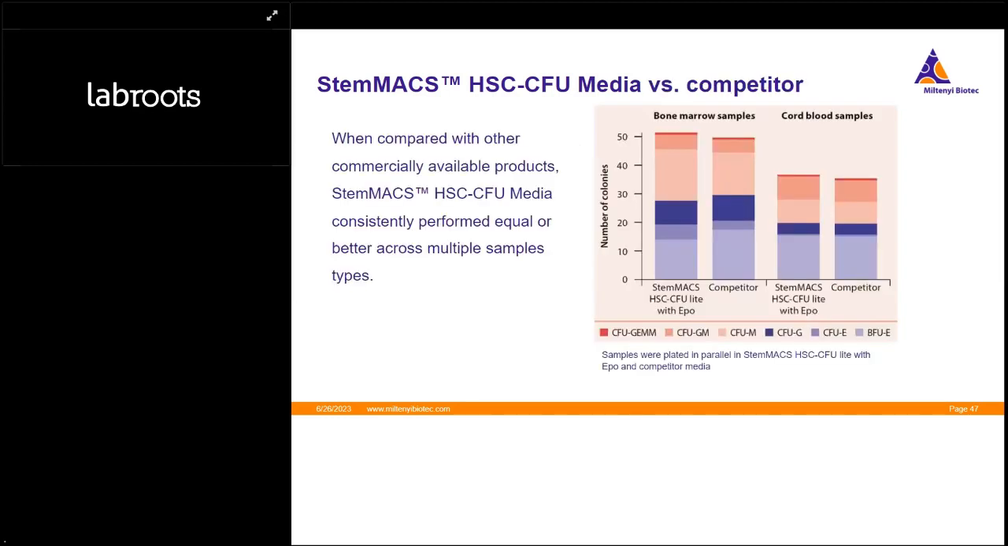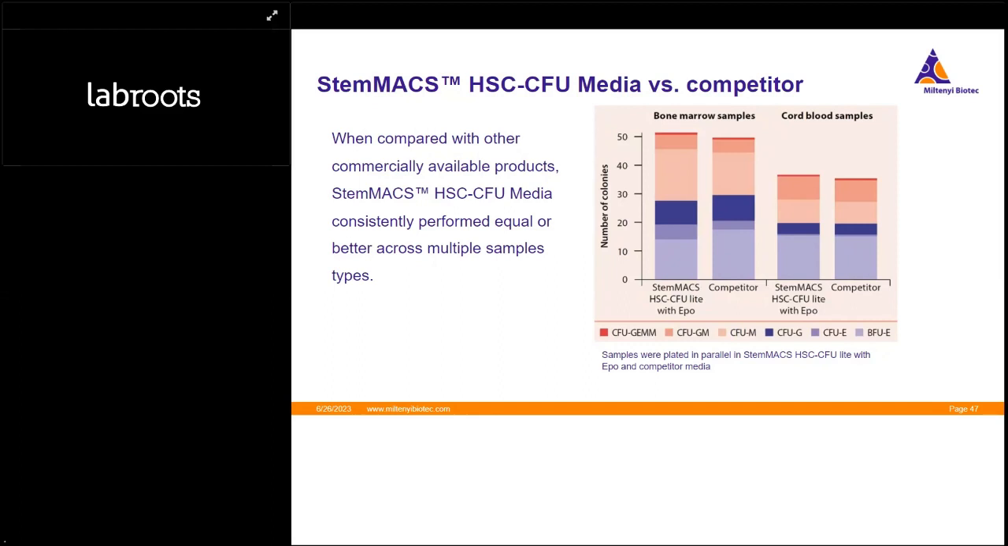We also compare that to the relative competitors in the market that also have HSC CFU media. As you can see over here, in both cases, whether it's a cord blood sample or bone marrow samples, our CFU HSC assay media performs slightly better compared to the competitor. So if you are doing the CFU and you are considering getting a media to increase its differentiation potential, I would highly recommend you give this one a try as well.